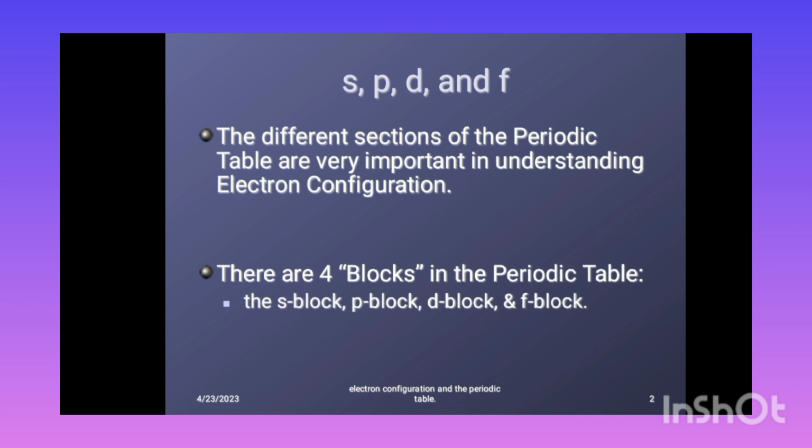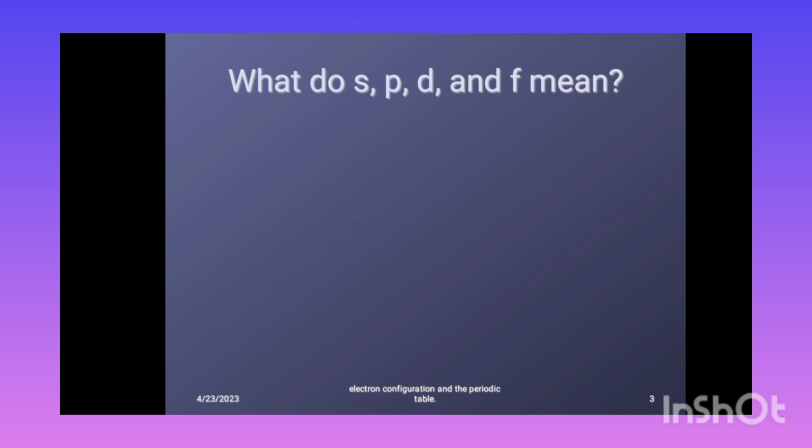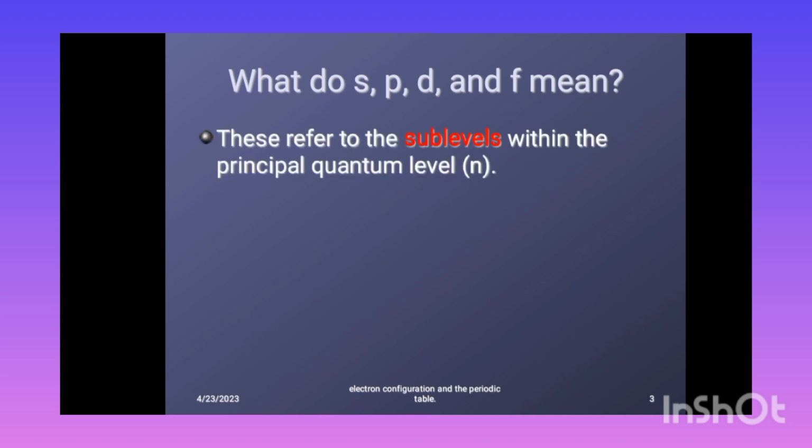The modern periodic table was built using 4 blocks. These blocks are the S block, P block, D block, and F block. What do S, P, D, and F mean? These letters refer to the sublevel within the principal quantum level n.